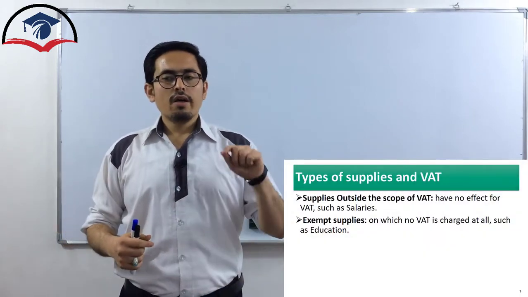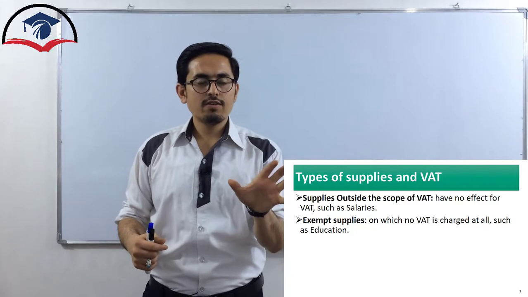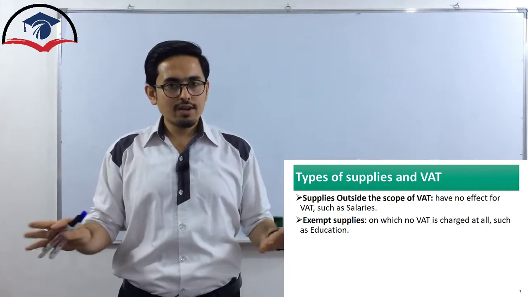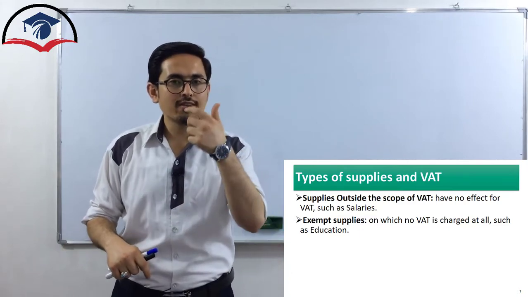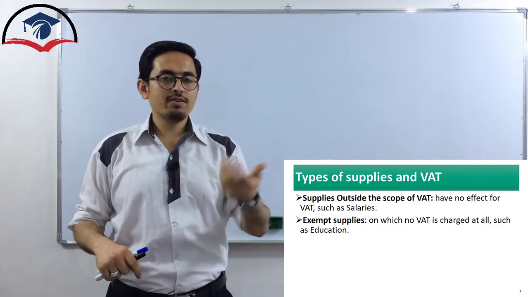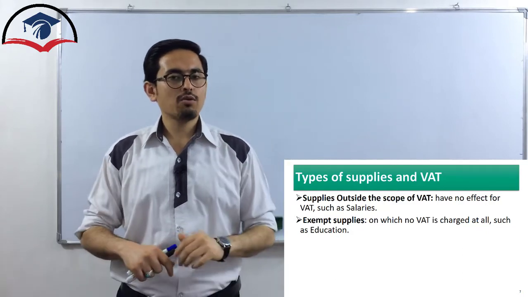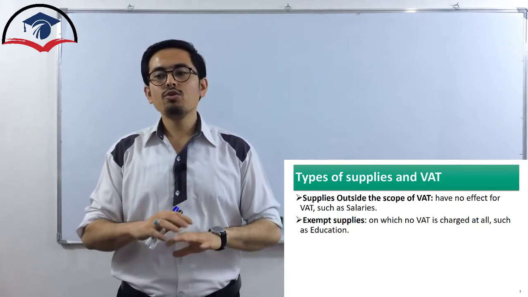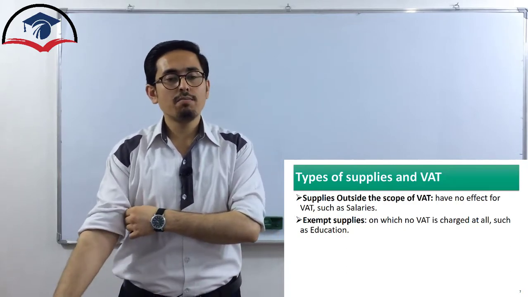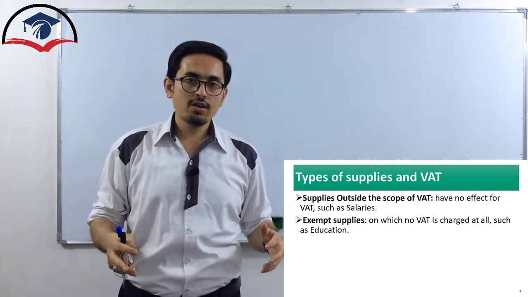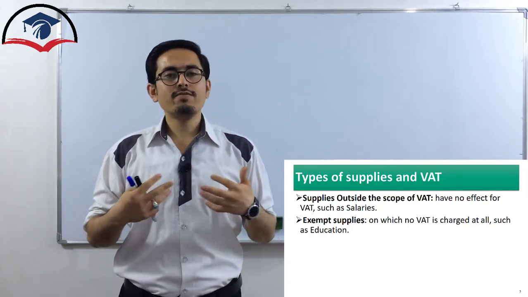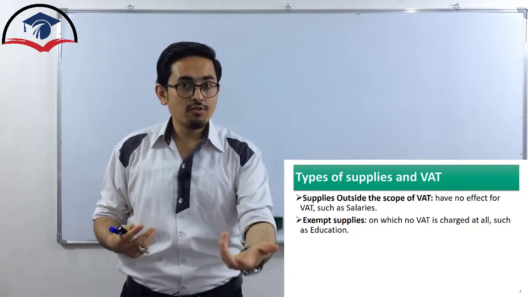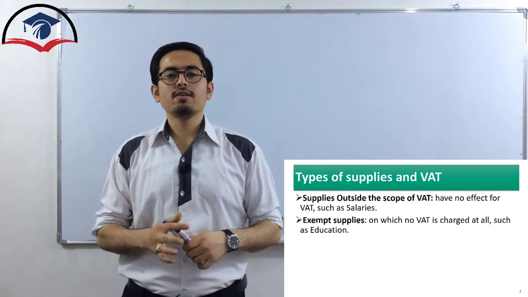To continue, types of supplies, goods or services, and their relationship with VAT. Some of the supplies are totally outside the scope of VAT, such as your salary. Salary has a different type of taxation, that's why it's totally outside the scope of VAT. Some of the supplies are exempt, which means not chargeable, and this is also based on the policy and regulation of the country, to motivate or persuade utilization of such supplies by the customer. Such as education, they exempt these things from VAT.